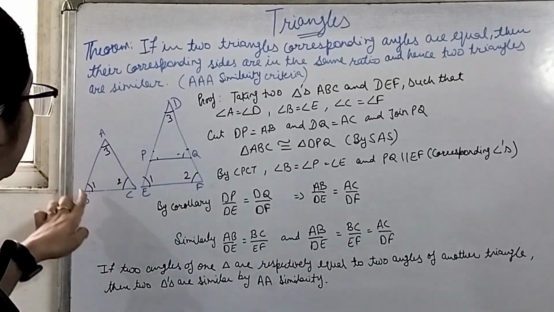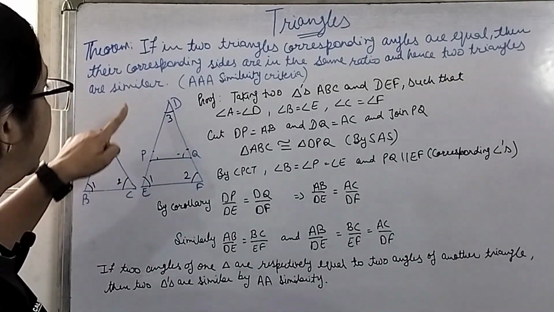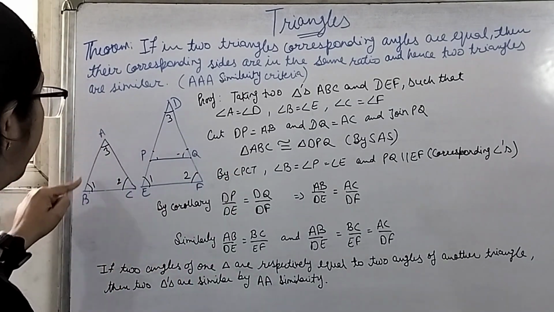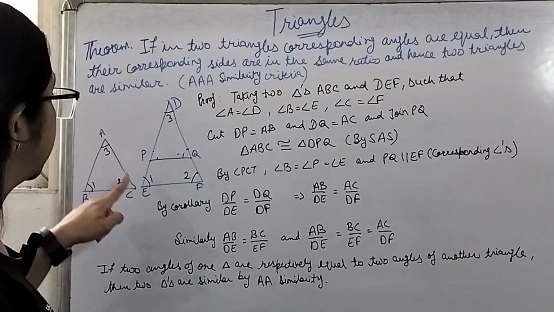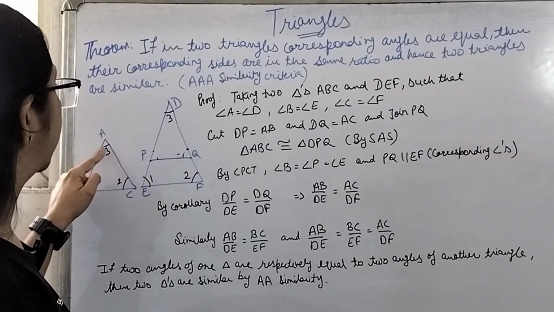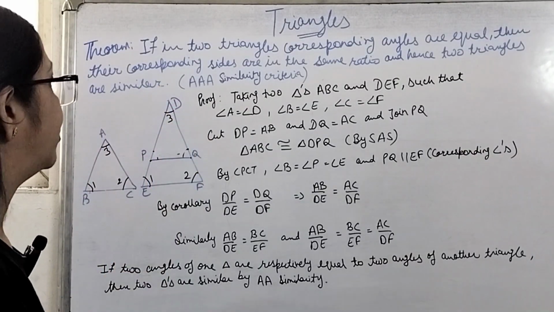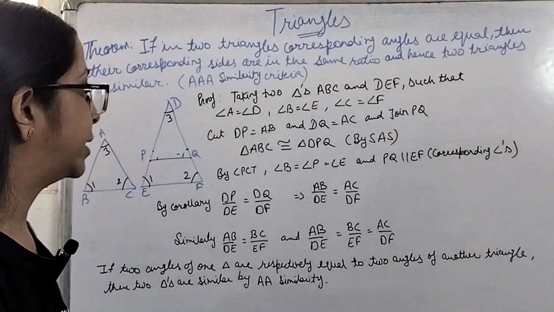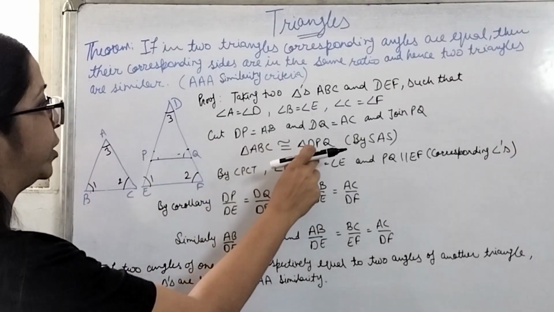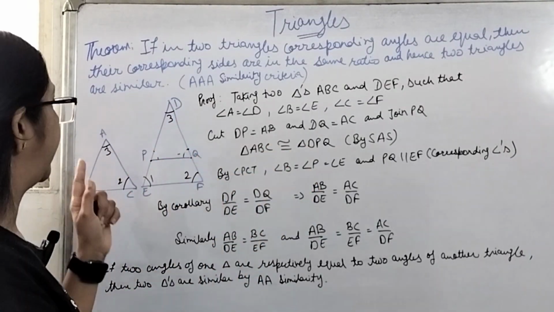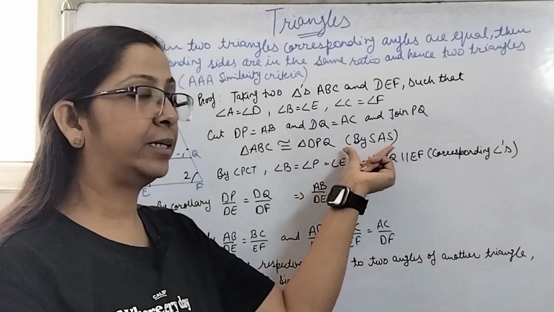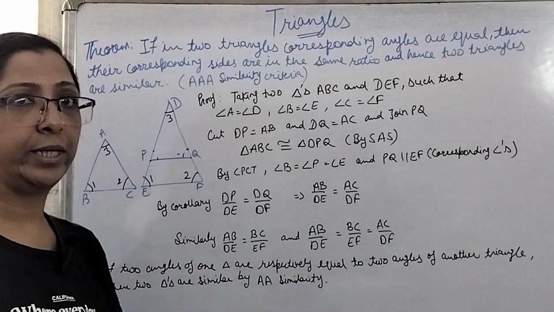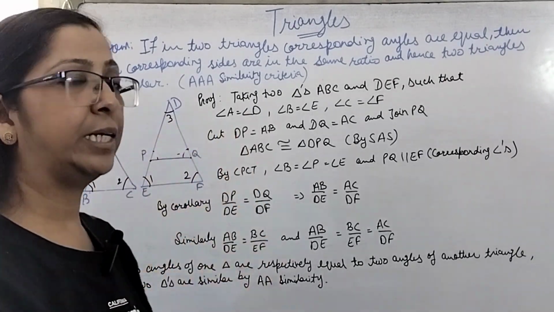Now if we compare these two triangles ABC and DPQ, by construction AB is equivalent to DP, AC is equivalent to DQ, and angle A is equivalent to angle D. That means by SAS, triangle ABC will be congruent to triangle DPQ by SAS criteria. These two triangles will be congruent. And we know if the triangles are congruent, by CPCT their remaining parts will also be equal.